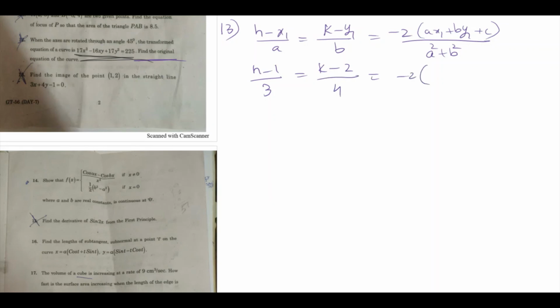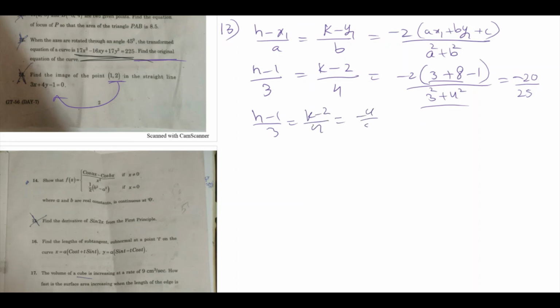2 of. Substituting this 1 comma 2 in this equation, 3 into 1 is 3 plus 4 into 2 is 8 minus 1 by a square plus b square, which is 3 square plus 4 square. This will be equal to 8 plus 3 is 11, 11 minus 1 is 10, minus 20 by this is 25. h minus 1 by 3 equals k minus 2 by 4 equals minus 4 by 5.